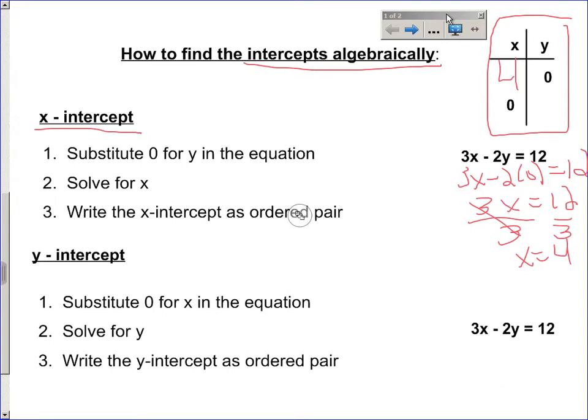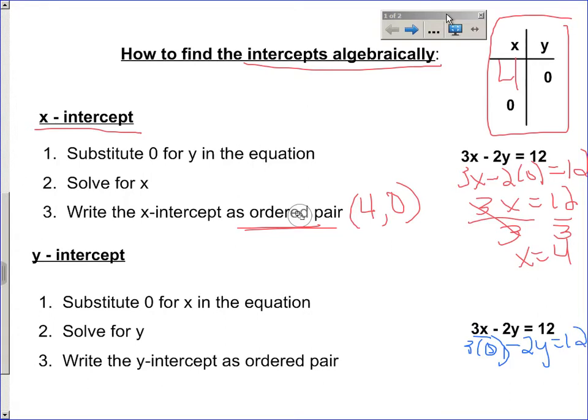I'm going to write the intercept as an ordered pair with an x and a y. So the ordered pair for my x-intercept is when x is 4, y is 0. And I repeat the same thing to find my y-intercept. I'm going to substitute 0 in for x this time. So 3 times 0 minus 2y equals 12.